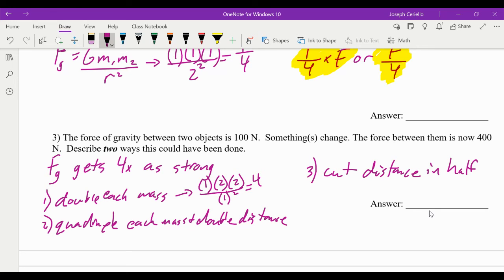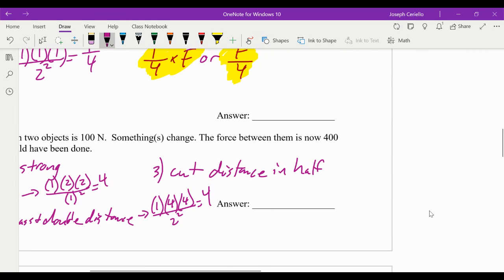What if we could quadruple each and double the distance? So there's a lot going on there. So we're going to keep that the same. G doesn't change. We're going to quadruple each mass and double the distance. That's 2 squared. And I think that comes out to, let's see, 1 times 4 is 4. 4 times 4 is 16. 16 divided by 4 is 4. So that checks out too.